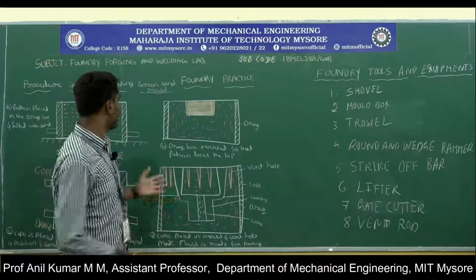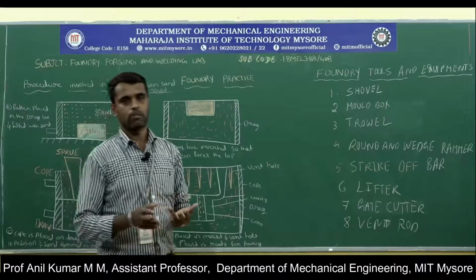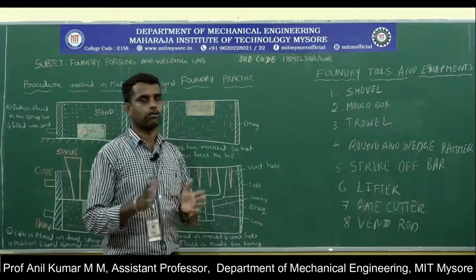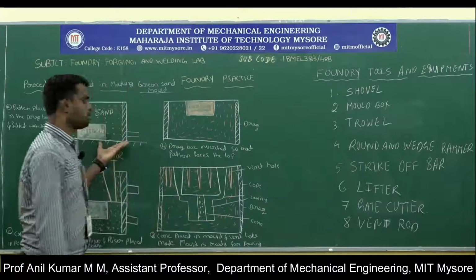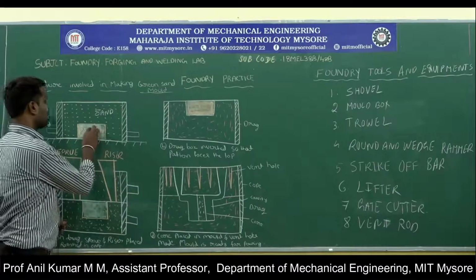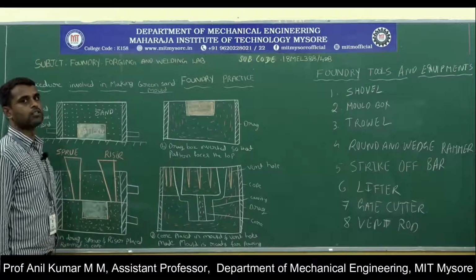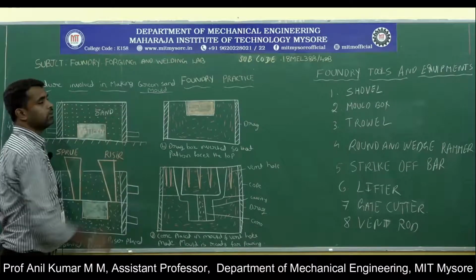Okay, first step, you have to prepare the green sand. Green sand is a mixture of base sand, binders and additives. Mix it up well, and you can prepare the green sand. After that, you have to place the drag box on a flat surface, and then place the pattern inside the drag box. After that, fill the sand around the pattern and complete the mold.